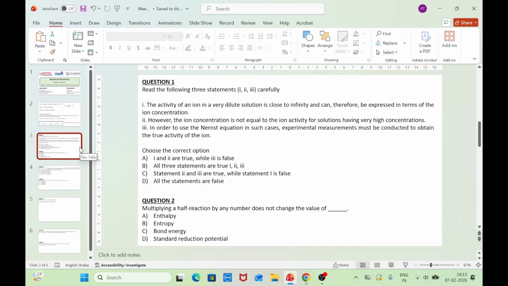Second, however, the ion concentration is not going to be equal to the activity of the ions in solutions which have very high concentration. And third, in order to use the Nernst equation in such cases, experimental measurements must be conducted to obtain the true activity of the ion. So in these three, which one is going to be true and which one is false?